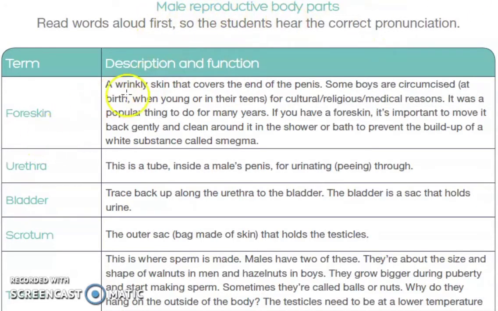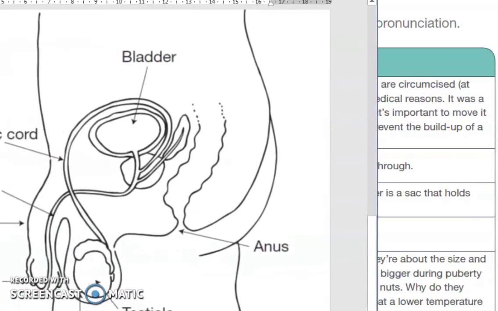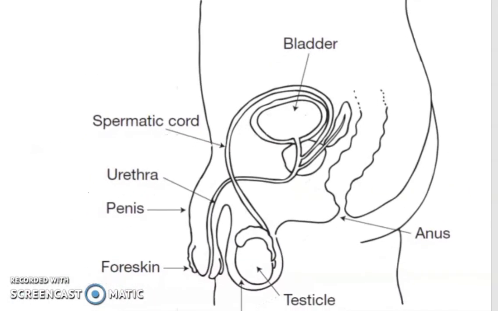First is the foreskin, a wrinkly skin that covers the end of the penis. Some boys are circumcised for cultural, religious, medical reasons. It was a popular thing to do for many years. If you have a foreskin, it is important to move it back gently and clean around it in the shower or bath to prevent the buildup of a white substance called smegma. So for medical purposes, most of male nowadays are circumcised because it is cleaner on that way. So this is the foreskin. So if you're uncircumcised or wakagituli, so it's important to really clean it thoroughly.